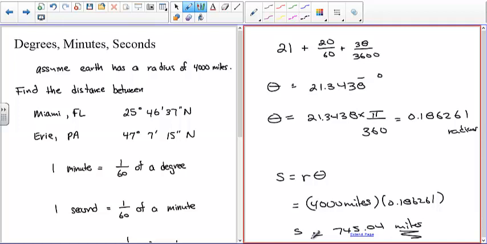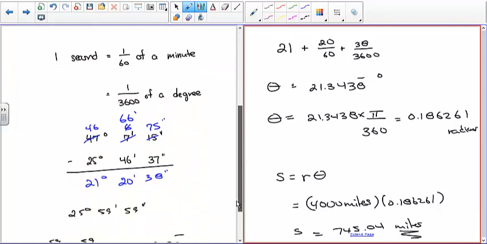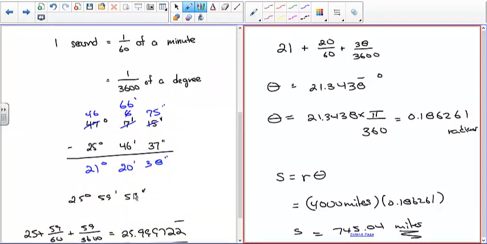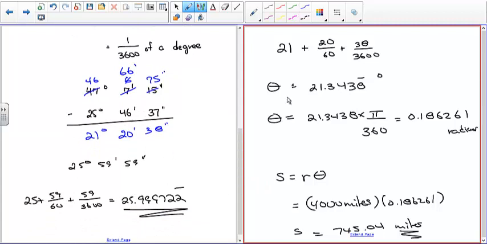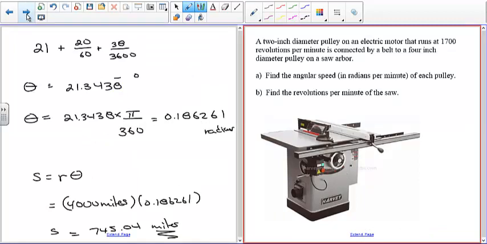Okay, so that's talking about angles with a little more accuracy, using minutes and seconds, how to convert them, how to do differences between angles, then converting them to degrees, then converting them to radians, then using the formula that says the arc length is equal to the radius times the angle in radians.